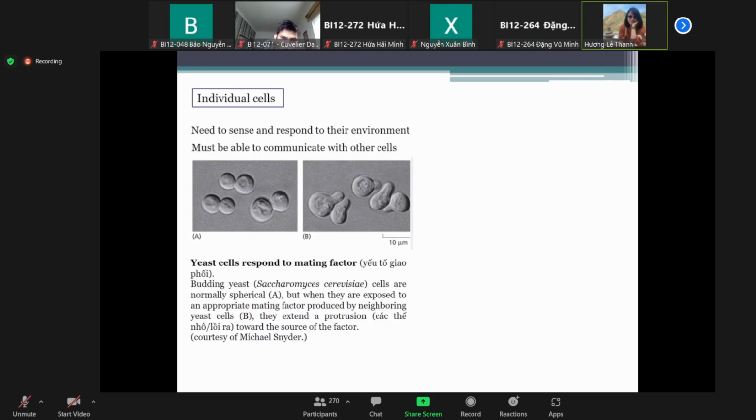I give you an example here. When a yeast cell is ready to mate, for example, it will secrete a small protein we call the mating factor. Here's how the yeast cells communicate.